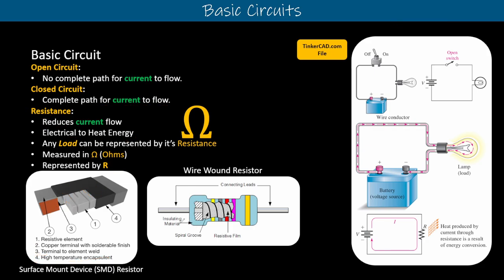The wire wound resistor does basically the same thing. It has a spiral groove where the electrons can flow through, and it has our connecting leads on either end. The inside is going to have a resistive film and an insulative material that dissipates the heat for us. So the resistive film is going to reduce the flow of current, producing heat, and then the insulative material is going to pull that heat and dissipate it out.